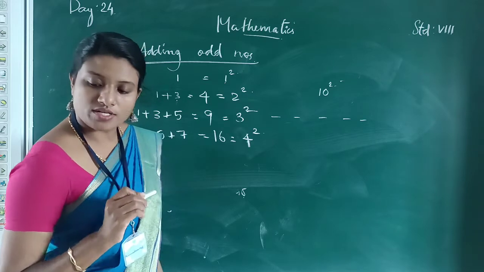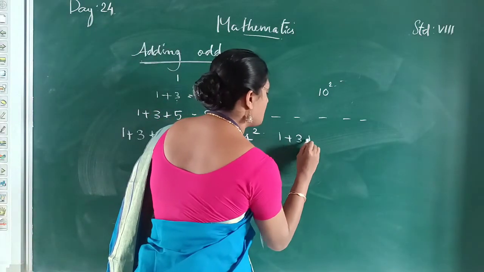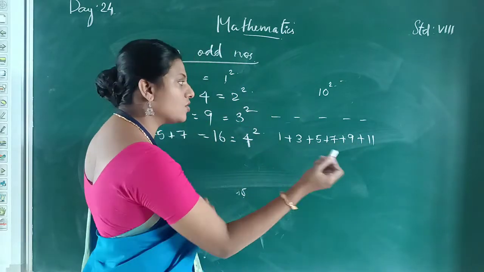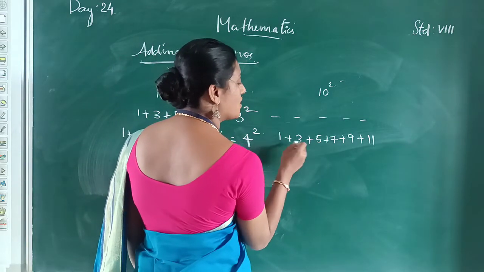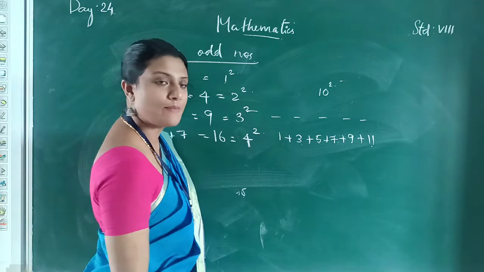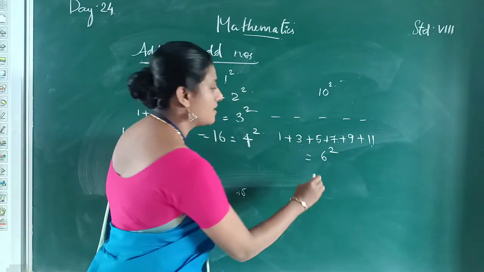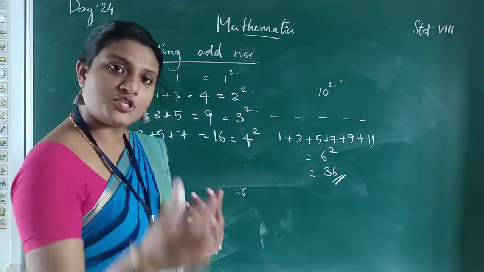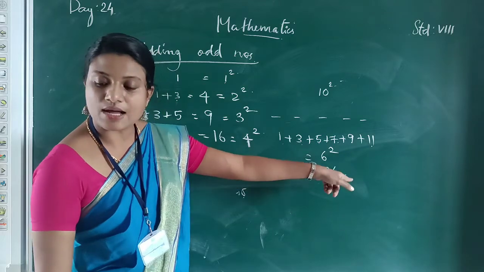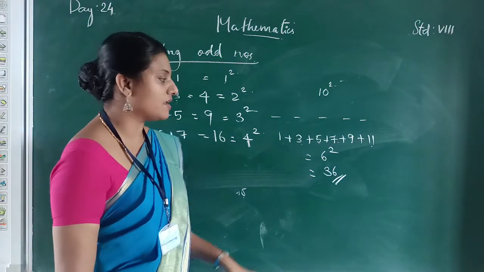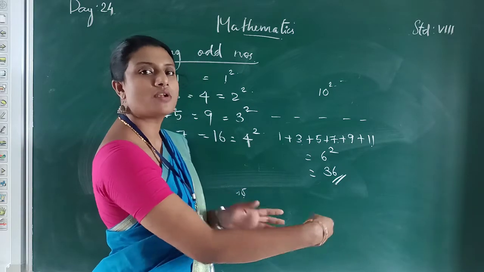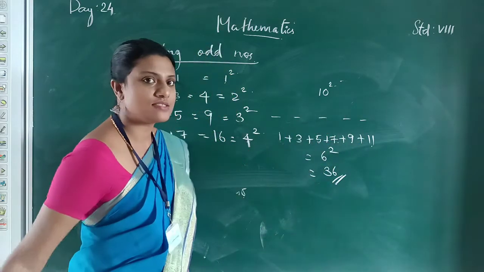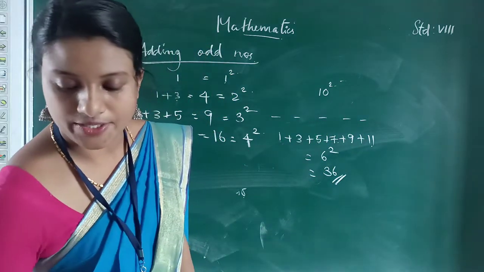Understood? So, what is 1 plus 3 plus 5 plus 7 plus 9 plus 11? Just find out how many numbers are there. 1, 2, 3, 4, 5, 6. Total 6 numbers are there. So what is the value? 6 square. The answer is 36. Okay. Let me say it the other way: express 36 as the sum of 6 odd numbers. So 1 plus 3 plus 5 plus 7 plus 9 plus 11. That is the answer. You must answer in this manner.